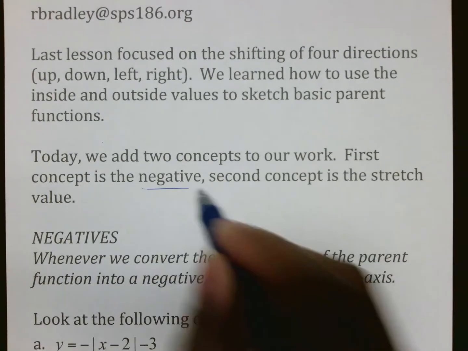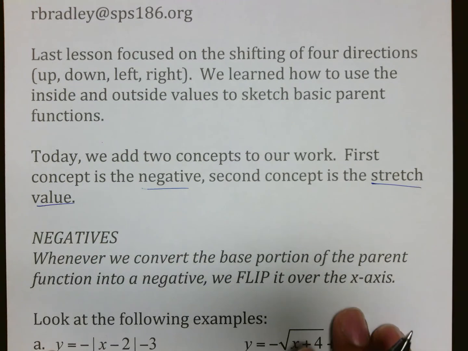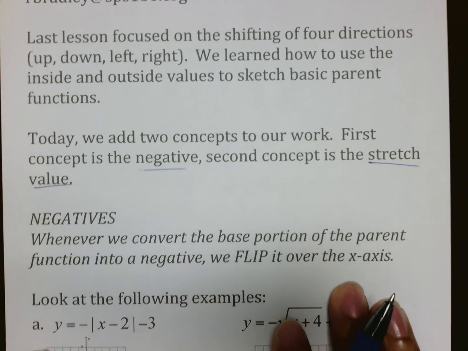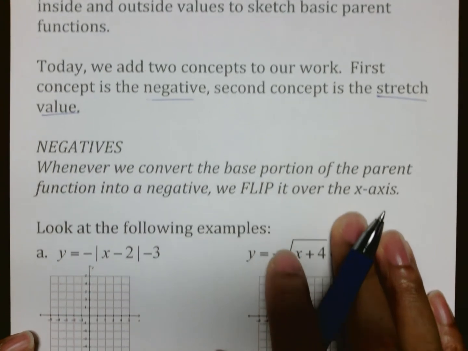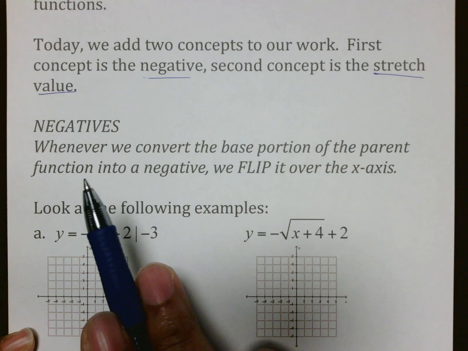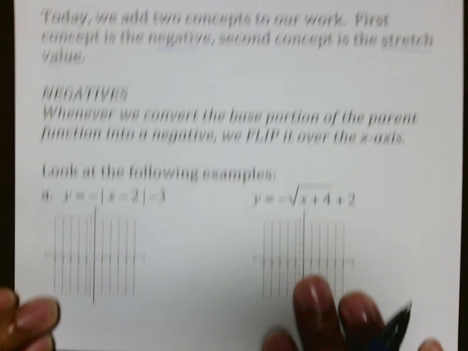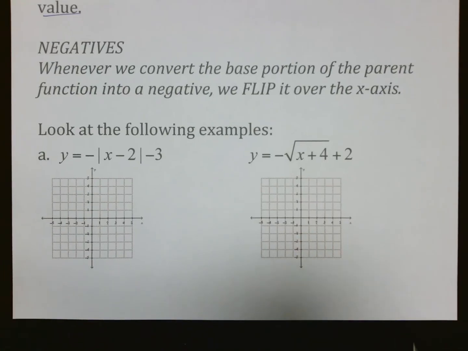The first is what does a negative sign do, and then we have something else that I'll just call a stretch value. I don't know the official name. I should have probably looked it up, but I don't think you'll be injured if you don't know what that word is, whatever the number is. For negatives, whenever we convert the base portion of the parent function to a negative, it pretty much flips it over the x-axis. So we will do everything the same.